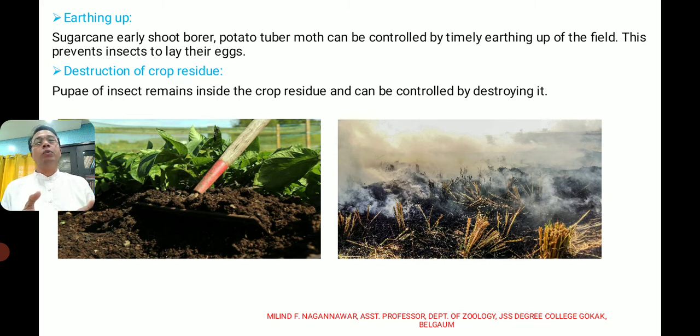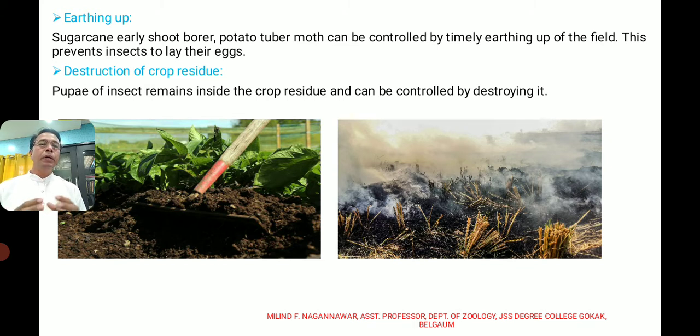These will all be exposed to the sunlight. When they are exposed to the light, they will get killed. That is what is called earthing up. Timely earthing up prevents the pest population. Is it clear? Then, destruction of crop residue.